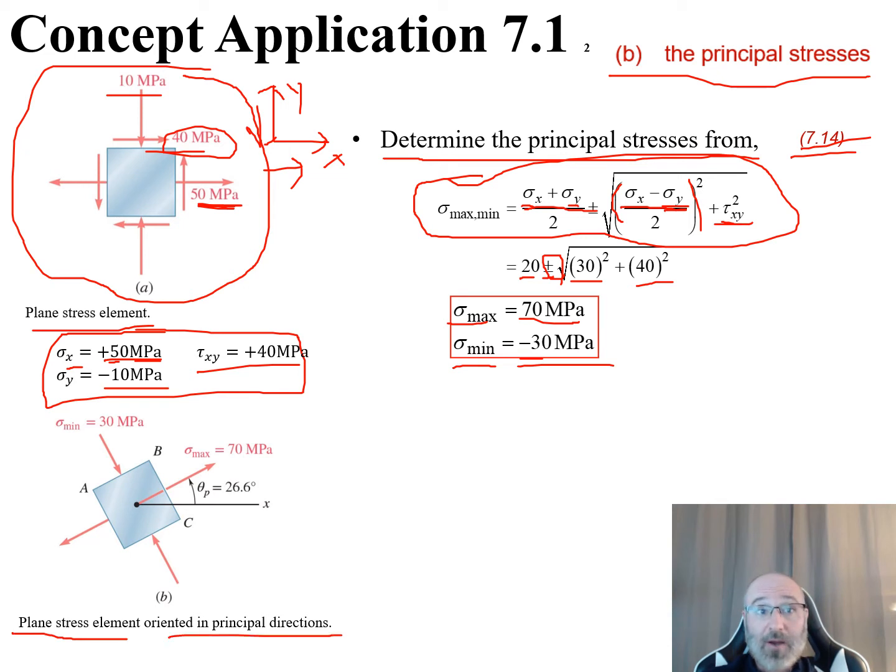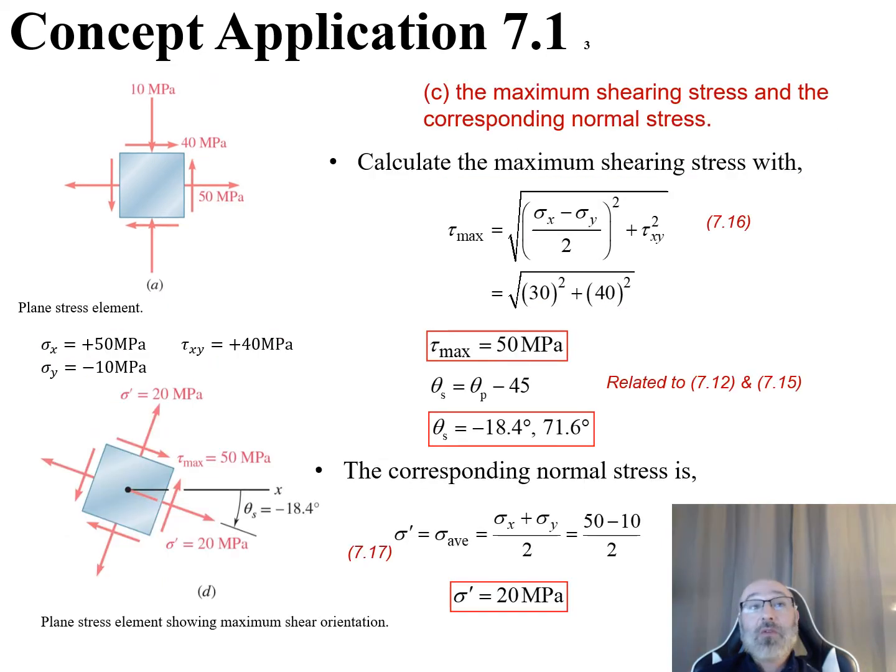Again, this is oriented in our principal directions right here. We draw that out there and we can see, well, this value right here, that's our sigma max, and that we just found to be 70 megapascals, and then our sigma min going down in this direction right here is 30 megapascals right there. So now we've completed our solution to parts A and B for this problem.